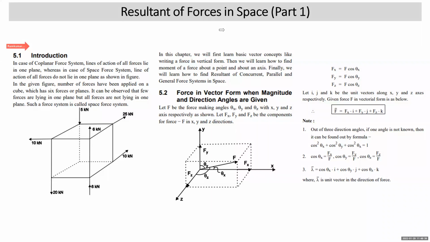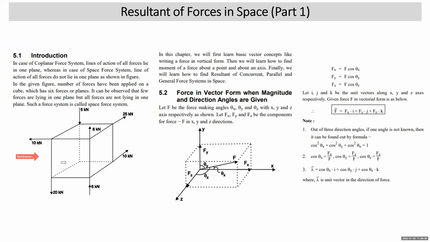Hello, students. In the previous chapters, we covered coplanar forces, centroid, and the friction chapter. In a coplanar force system, lines of action of all the forces lie in one plane, whereas in a space force system, lines of action of all the forces do not lie in one plane. Right. Well, you can have a look at the diagram shown on the extreme left side.